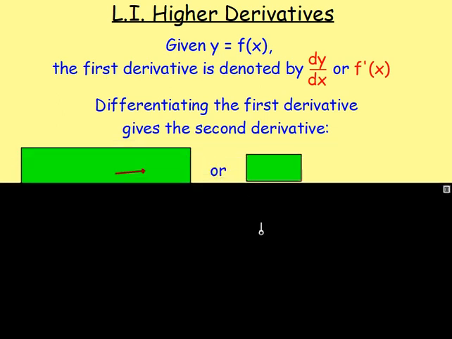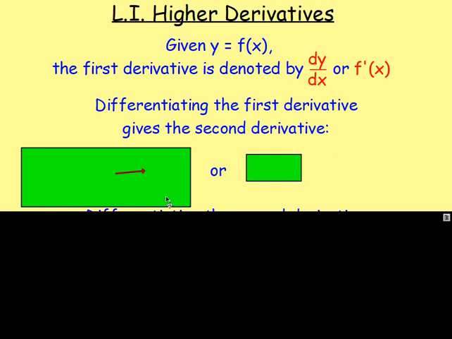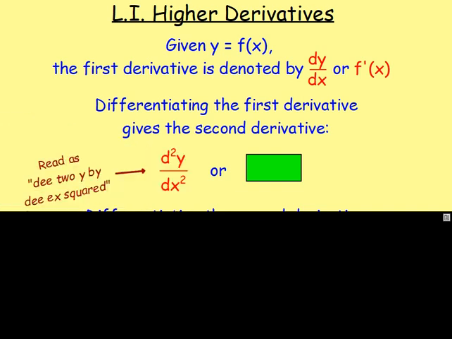If you differentiate dy by dx, you would write that as d2y by dx squared. Or if you were differentiating f dash x, you would have f dash dash x, or f double dash x. If you differentiate the second derivative, what do you think that gives you, Adam? Good, it gives you the third derivative.